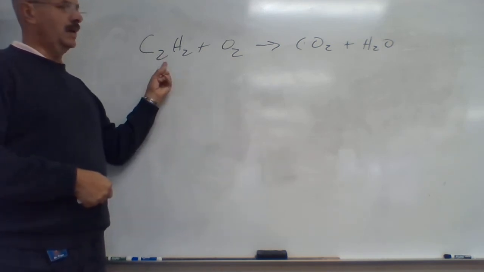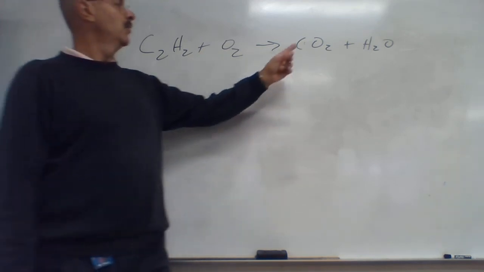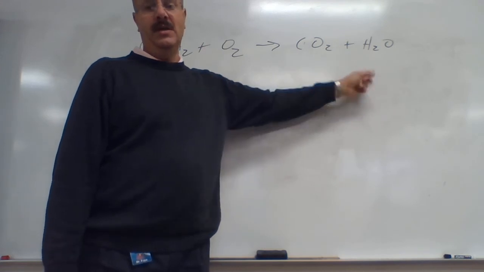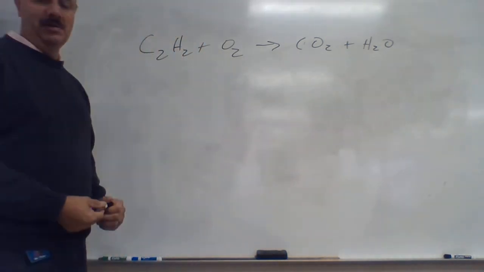How do you know it? There's the hydrocarbon. Combine it with oxygen, we're making carbon dioxide and water. One of the key things you can look for is look for these two guys over here. If we get carbon dioxide and water, then it's probably combustion.